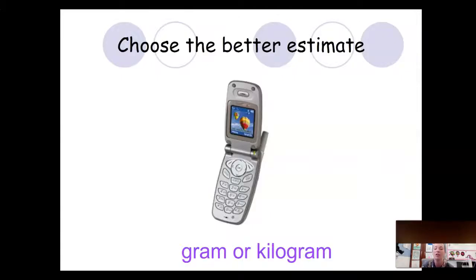All right, kiddos, let's choose the best estimate. At this point, you should have a paper and a pencil or a whiteboard and a marker. I would like you to write g for gram, or kg for kilogram. What would I measure the weight of this cell phone in? Would I measure it in grams or kilograms? If you said you would measure the weight in grams, you are correct. Cell phones are pretty light. They're not super heavy. Otherwise, our arms would get tired of holding them.